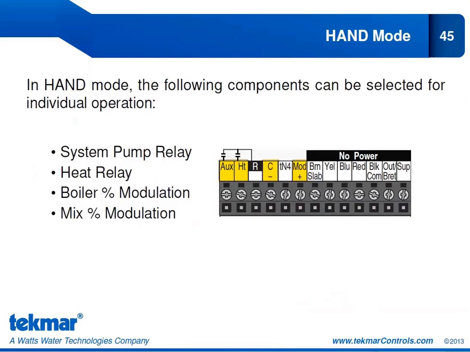In the hand mode, you can operate individual pieces of equipment. So you can operate your system pump, and that would be using the auxiliary relay. Of course, this only applies if you've configured your auxiliary relay for system pump. You can also operate the heat relay individually. You can select a boiler percent modulation to test your modulating boiler, as well as a mix percent modulation to test your mixing device. So this is very useful, the hand mode, so that you can maybe isolate potential problems or confirm that every piece of equipment in your system is operating the way you expect it to.